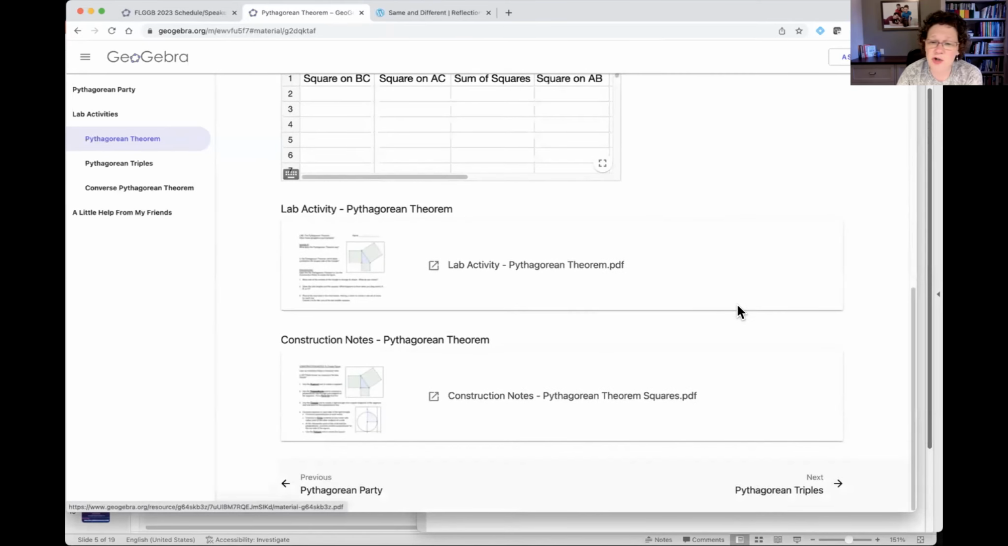I've also created some construction notes, so if you want to construct it yourself, they are attached to this. Moving along to our second activity.